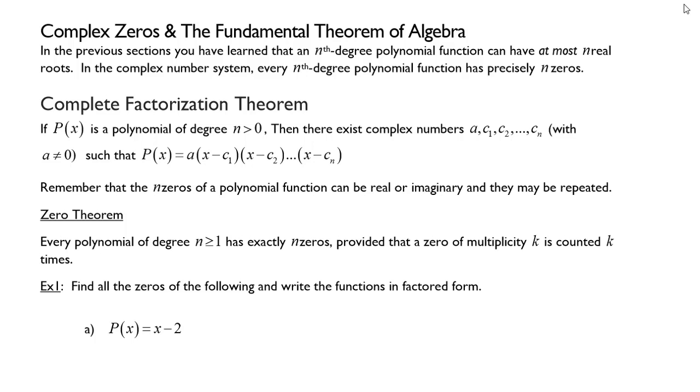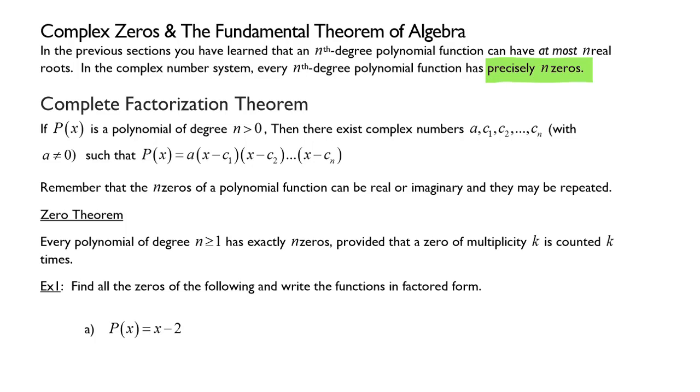Welcome to Part 1 on complex zeros and the fundamental theorem of algebra. In the previous sections, you've learned that an nth degree polynomial function can have at most n real roots. Notice that I said at most n. In the complex number system, every nth degree polynomial has precisely n zeros. This is because we can include the complex or imaginary zeros in our factorization.